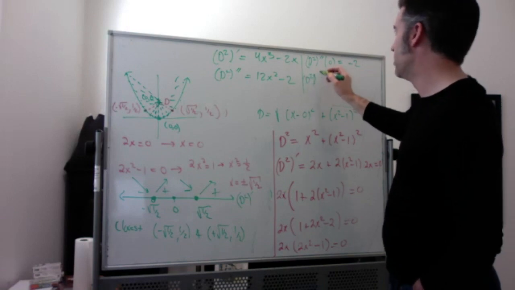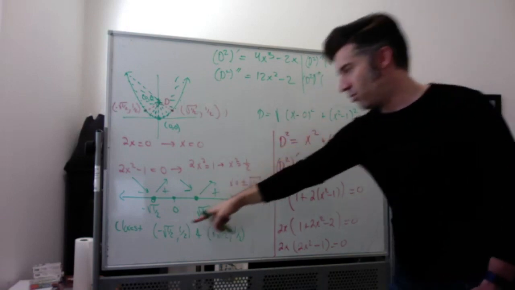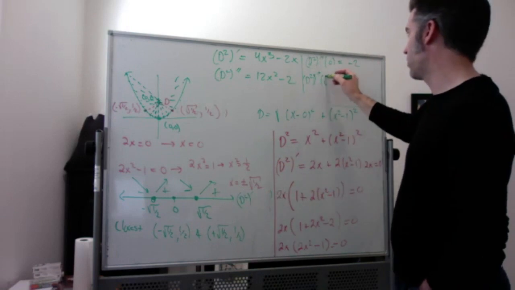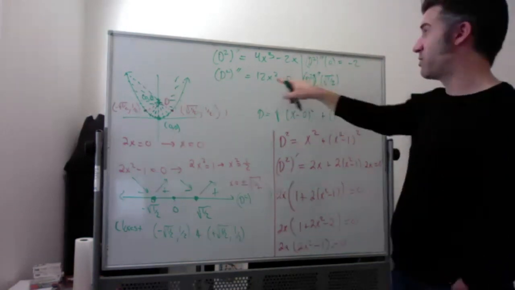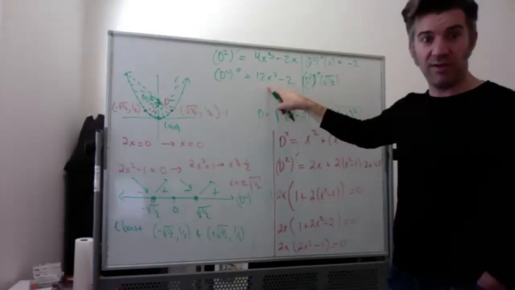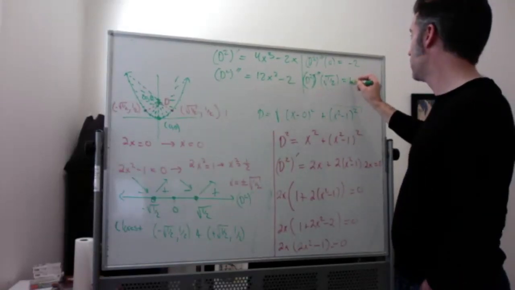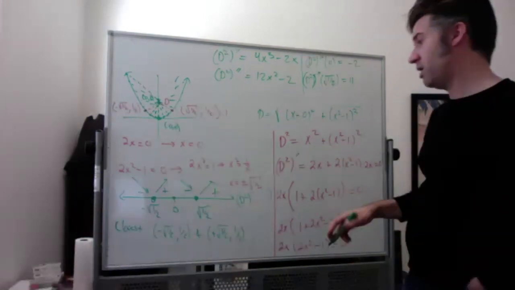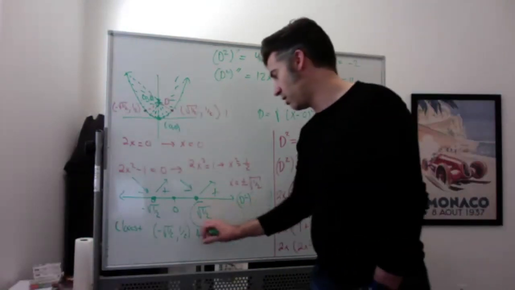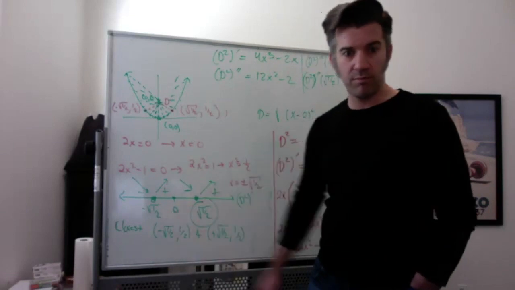If you plug in the second derivative at 1 over the square root of 2, the square root of 1/2. Sorry, I know it's a little messy. The square root of 1/2 squared is 1/2. 12 times 1/2 is 6. 6 minus 2 is 4. That's positive, which means it's concave up, which means we have a minimum. So yeah, that would also work. We have a minimum here, and by symmetry, we also have a minimum there. Cool.